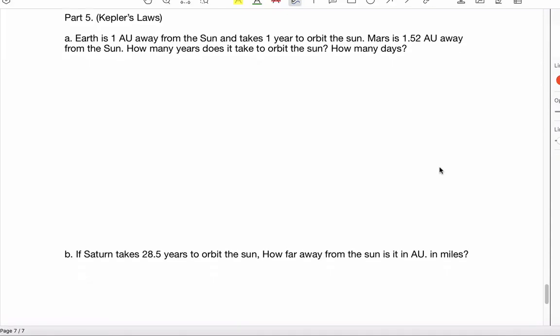The Earth is 1 AU away from the sun. It takes a year to orbit that sun. Now we have Mars's orbit, and we want to know how many years it takes Mars to orbit the sun. Since we're working in AU and years, we're going to use r cubed over t squared.